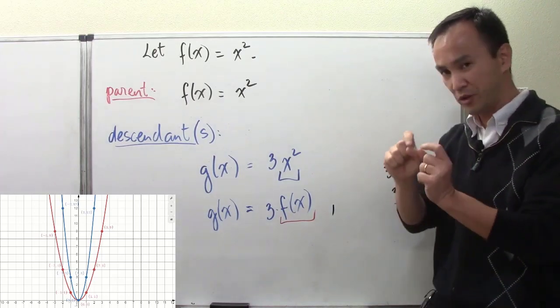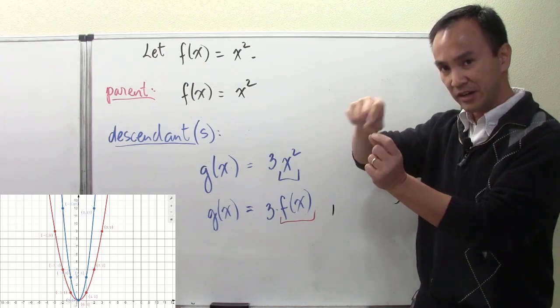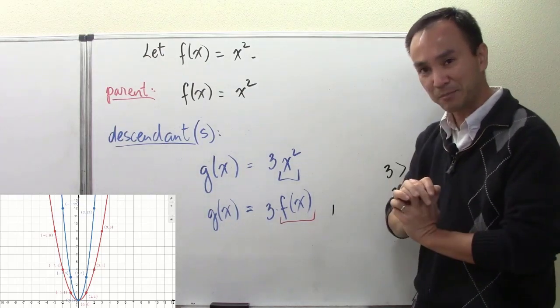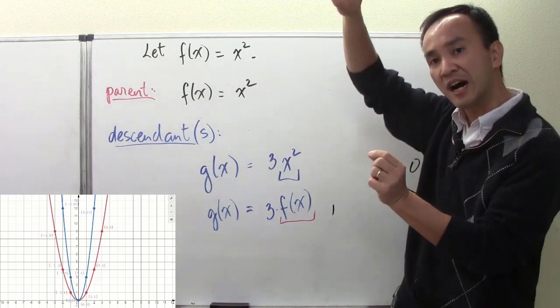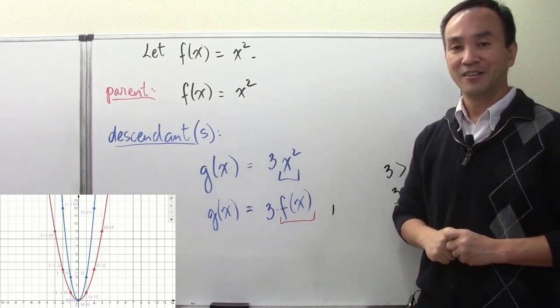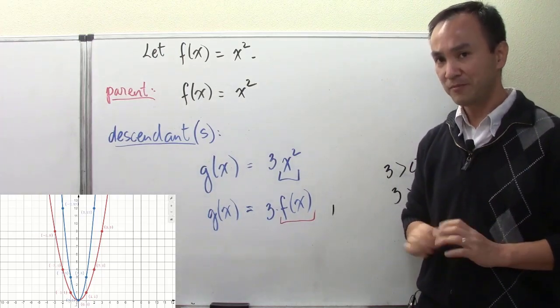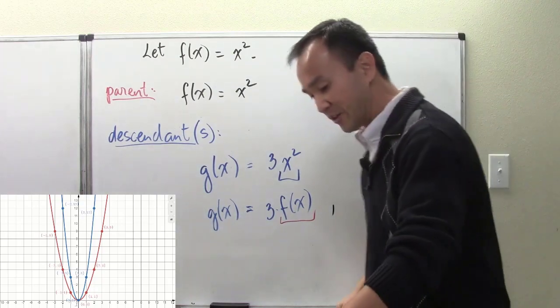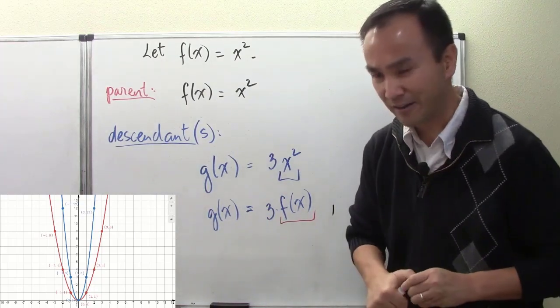So what we observed there is that for the graph of g of x, every point equivalent to that point on the parent function is now 3 times as high. Okay, 3 times as high. All right, so we've got something so far. Let me write down that observation right here.